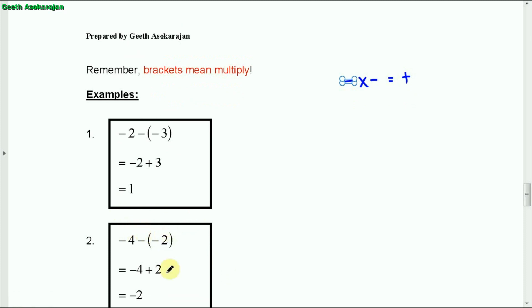Likewise, with number 2, minus 4 minus of minus 2. So I have a minus 4. Minus, brackets means multiply. Minus times minus is a plus. So it's a plus 2. And again, we're having two numbers of opposite signs. So we subtract the numbers. 4 take away 2 is 2. The larger number is the 4. And the sign in front of the 4 is a minus. So write down minus in front of that 2.